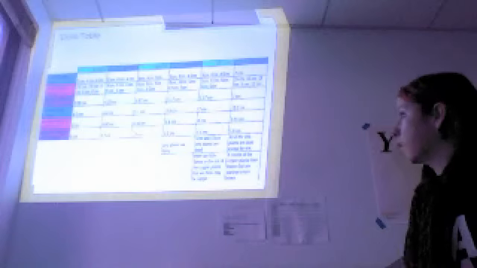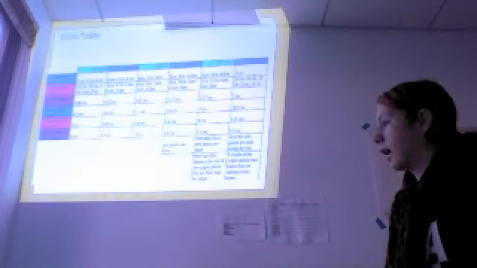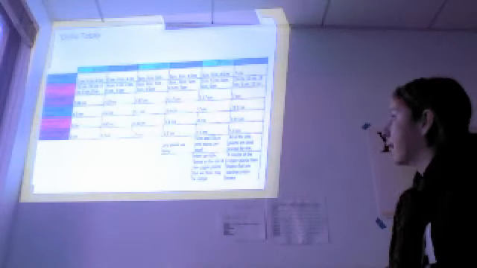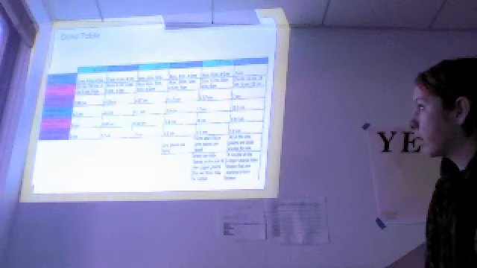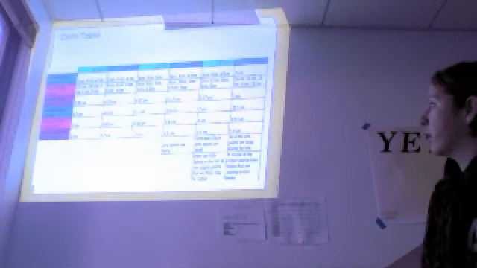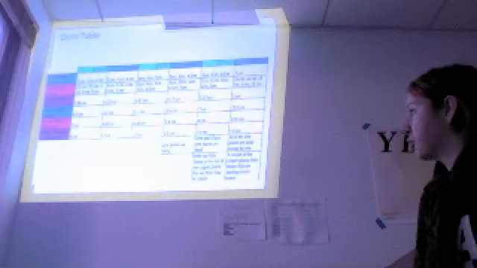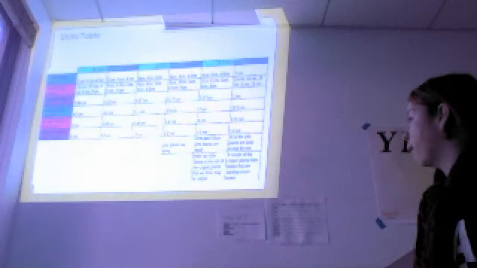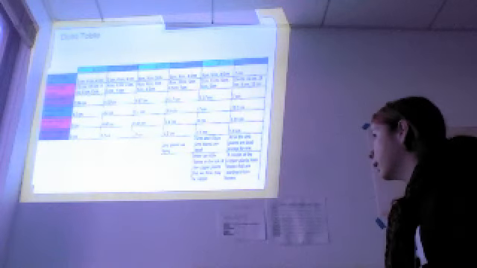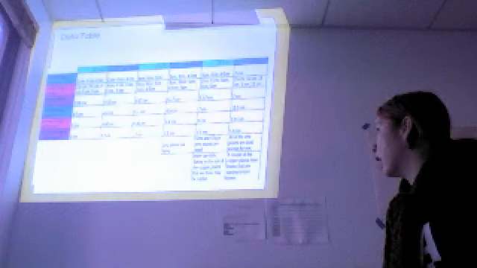This was the data table, where every day for each plant we recorded the current height, also the average height and average change in height, and we also put some notes at the bottom and kept track.